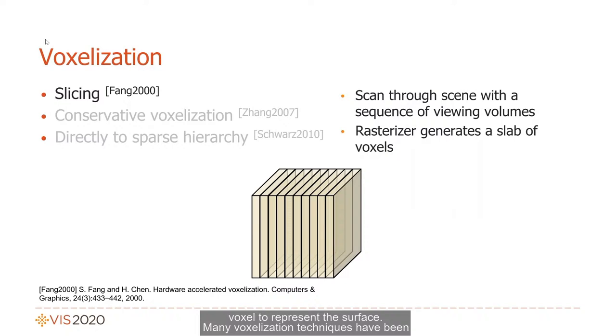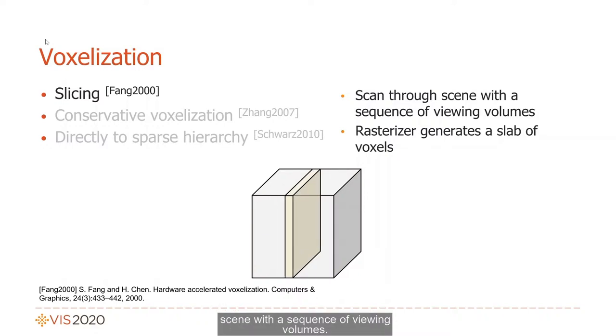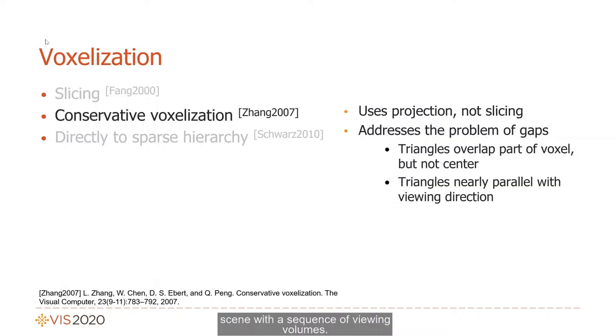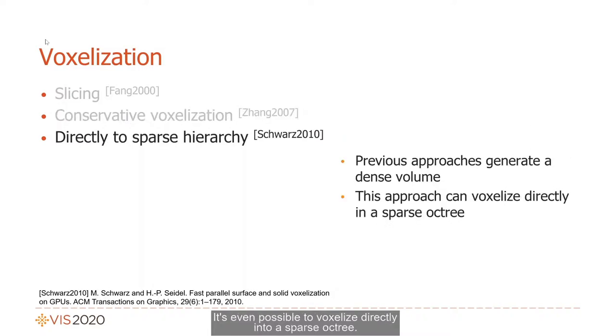Many voxelization techniques have been developed to convert other surface representations, such as triangle meshes, into voxels. Our voxelization approach is similar to the slicing approach of Fang and Chen, which involves scanning through the scene with a sequence of viewing volumes. It's also possible to take a projection approach instead of slicing. It's even possible to voxelize directly into a sparse octree.